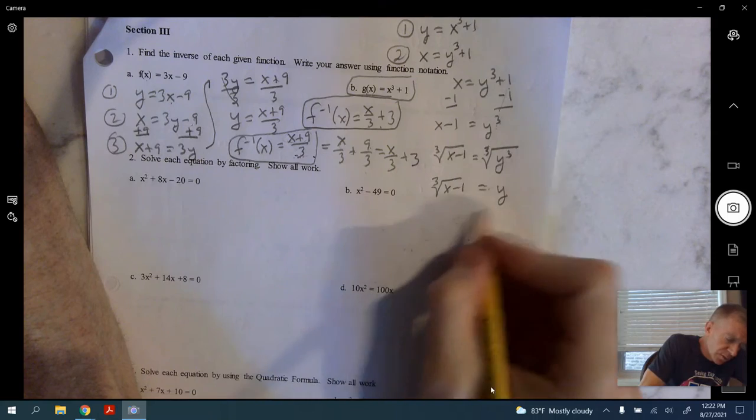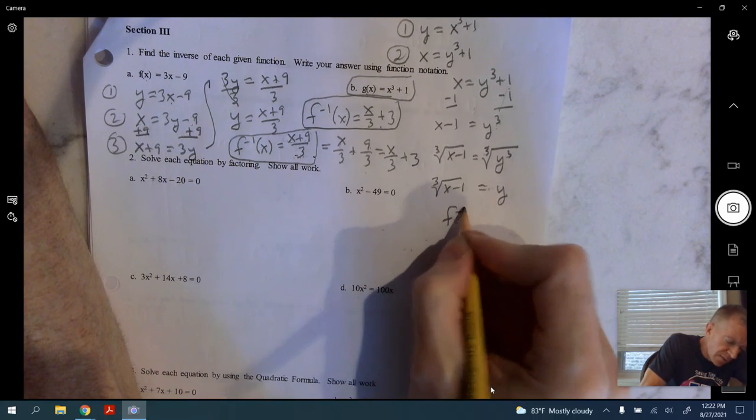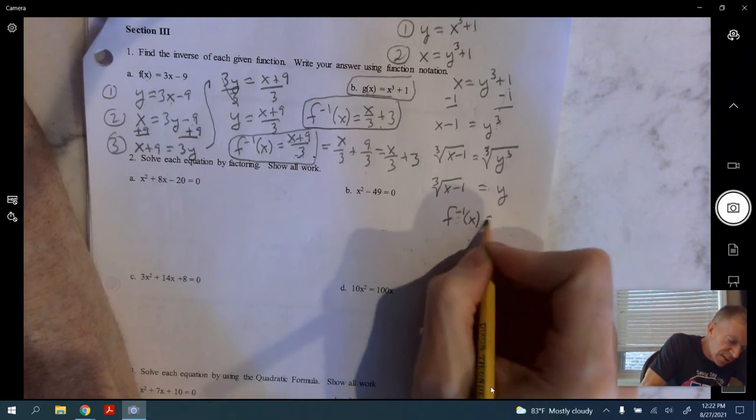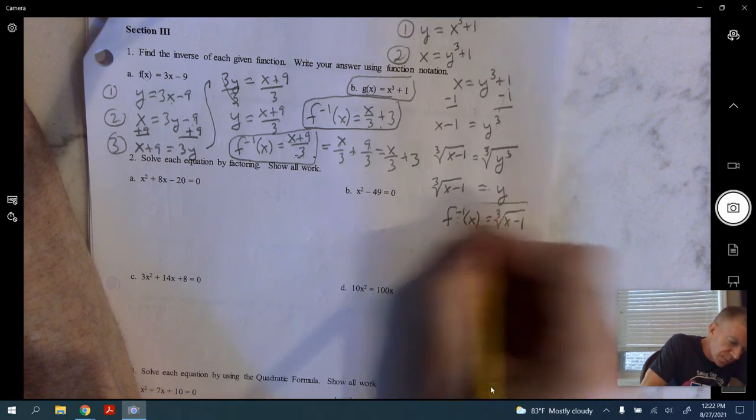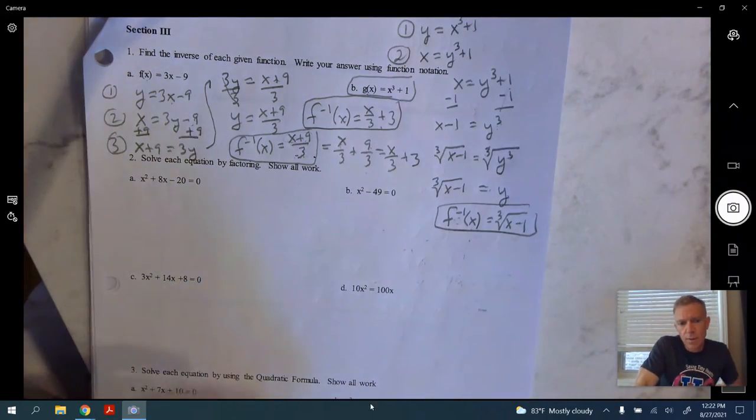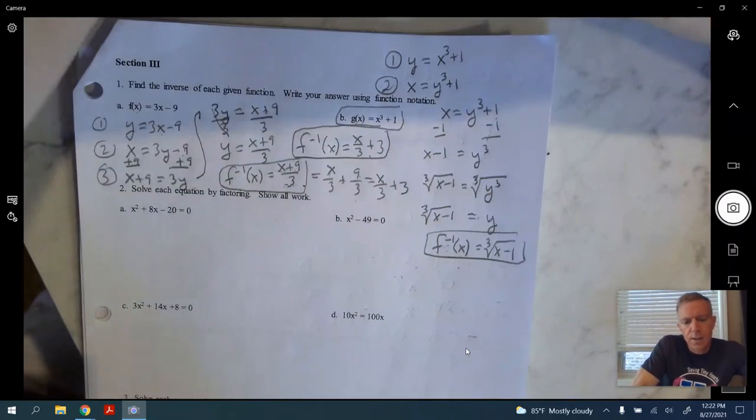Okay, so in function notation, you can rewrite the y as f inverse of x, and that's equal to the cube root of x minus 1. Okay, I hope that's helpful, and that is all for now.